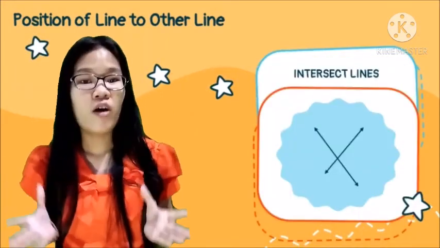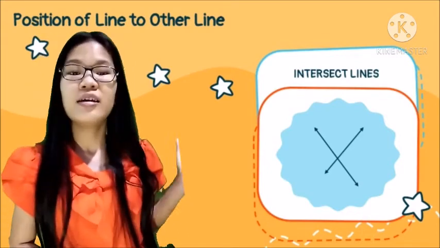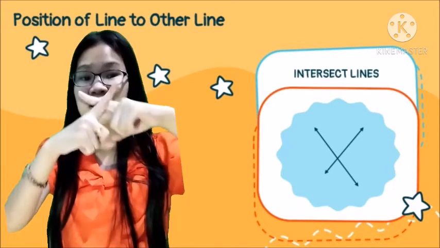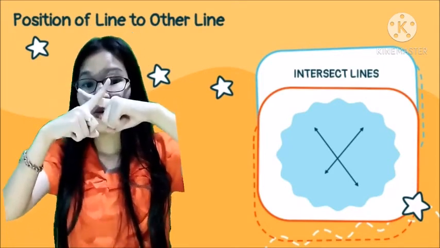The last, or the fourth, is intersecting lines. Look at the picture. These are intersecting lines. Intersecting lines are 2 or more lines that cross, meeting at one point.